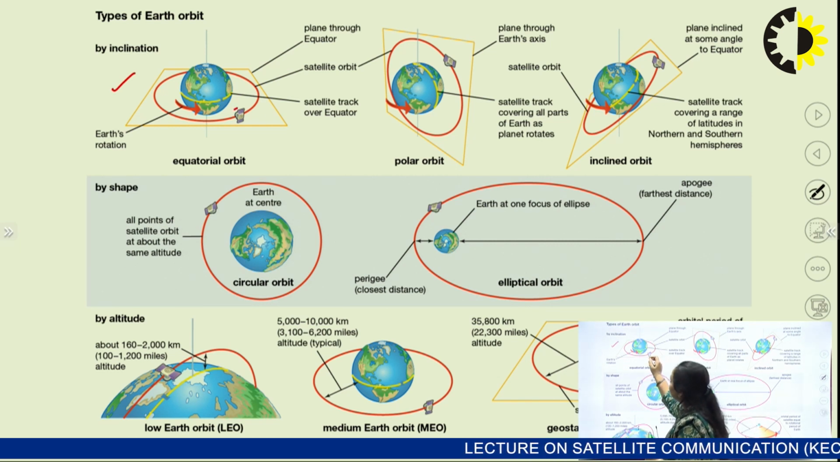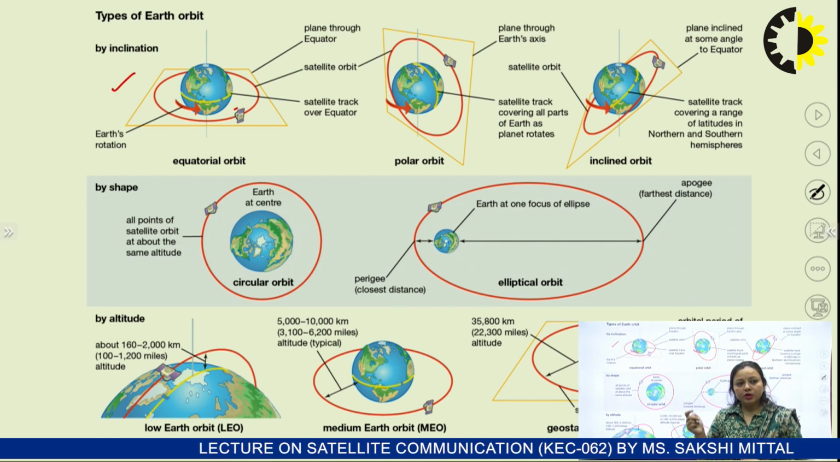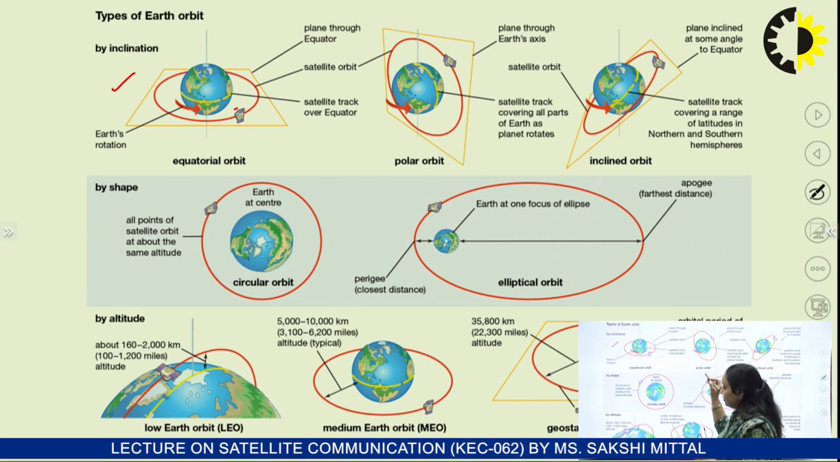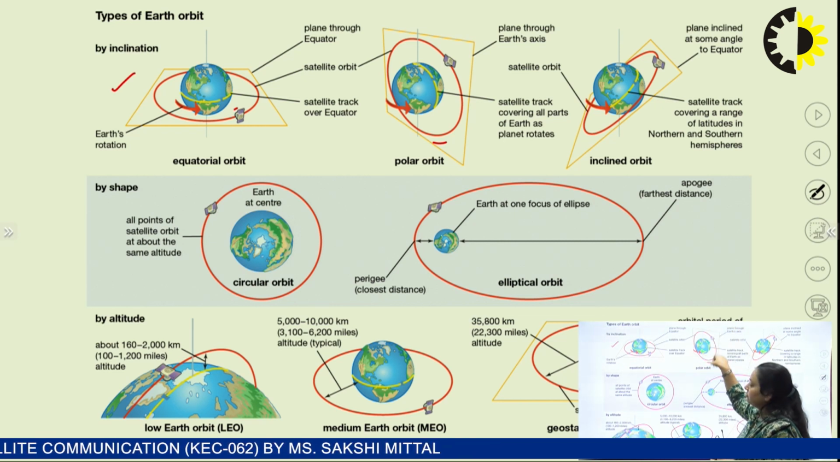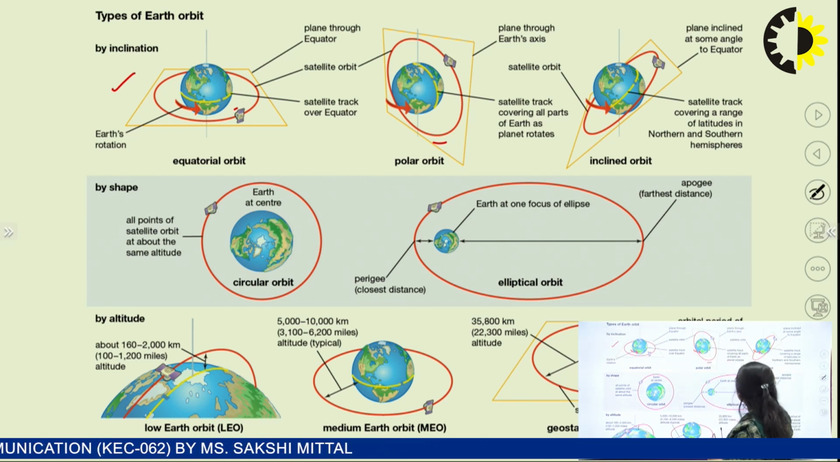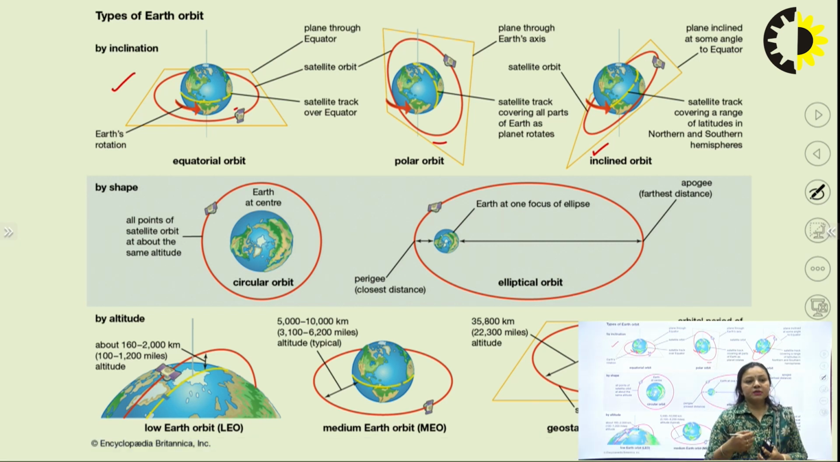If a satellite is revolving around the Earth parallel to the equator, we call this the equatorial orbit. And if a satellite is revolving around the Earth, covering over the poles, we call it a polar orbit. And the third one is the inclined orbit, when the orbit is just tilted, it has some inclination. So, if I place some satellite in this orbit, then I can again classify them.